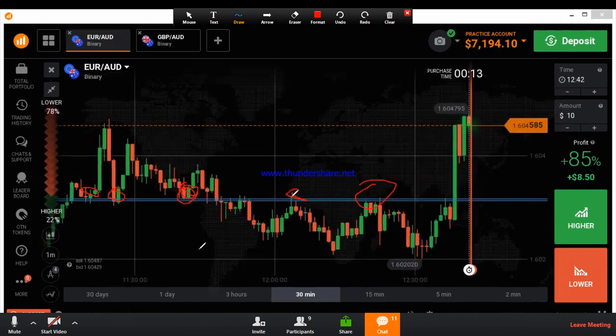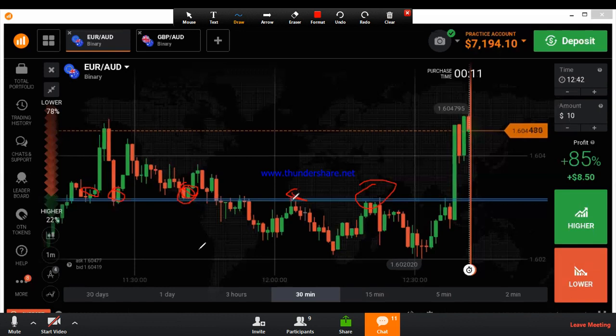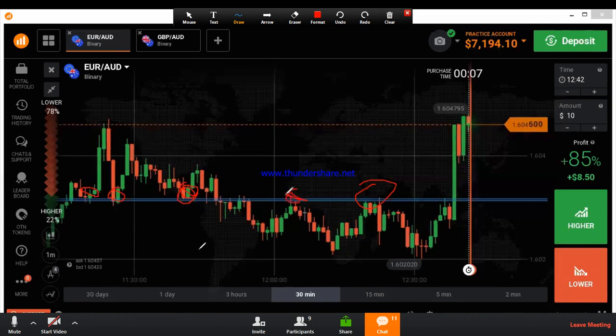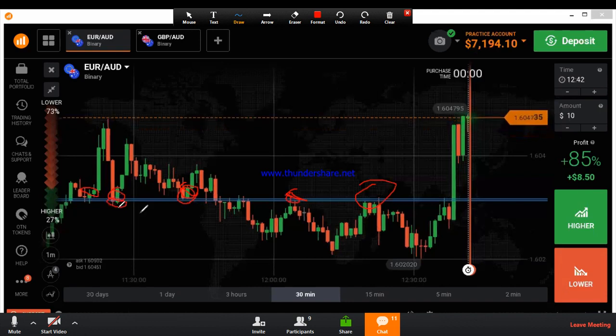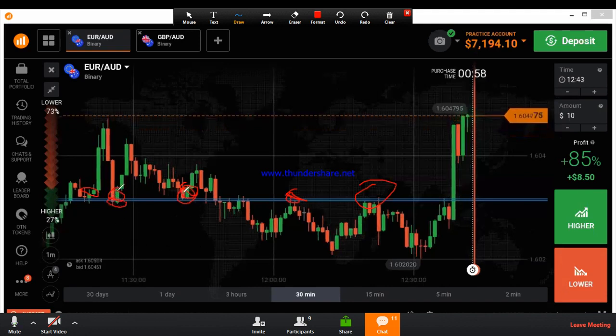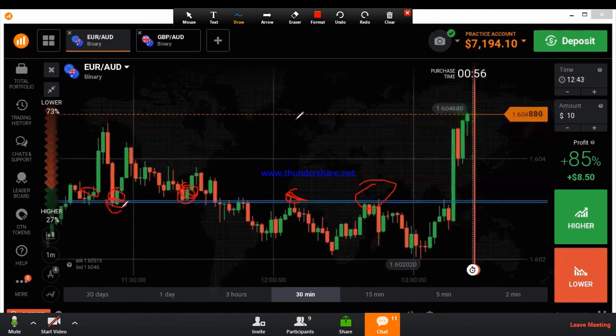You can see here the market touched this level and reversed. If you find the confirmation for the first time, you can trade here also, here also, here also. If you find one confirmation for the first time, you can trade. It's not a problem. But here, sellers were too much strong.